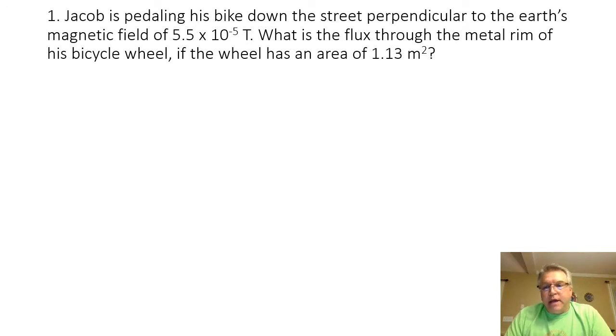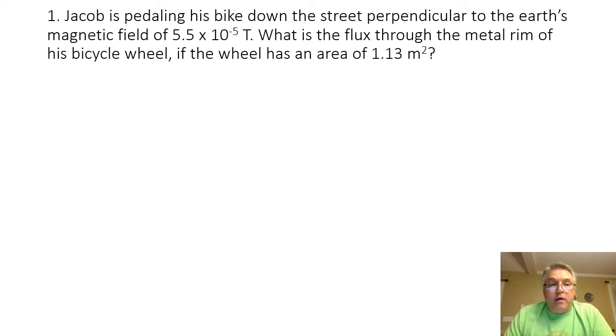Hello everybody. In this video we are going to be looking at the solutions to the college prep electromagnetic induction practice problems 2. Let's take a look at problem number 1. Jacob is pedaling his bike down the street perpendicular to the Earth's magnetic field of 5.5 times 10 to the minus fifth Tesla. What is the flux through the metal rim of his bicycle wheel if the wheel has an area of 1.13 square meters?